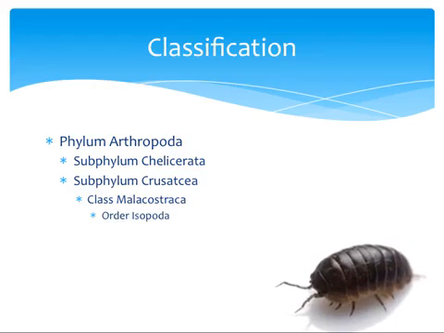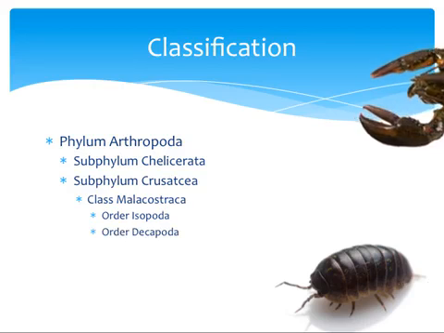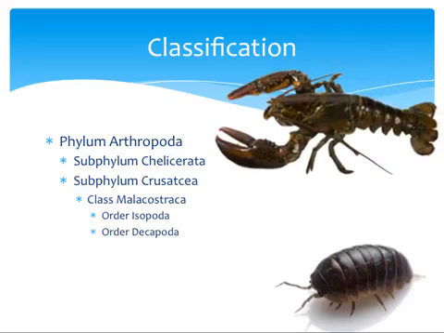But I do want you to know order Isopoda, and here came in our little pill bug. And then we have order Decapoda, which are probably the things that you're really familiar with as crustaceans. So those are the two orders we're going to be learning about today.